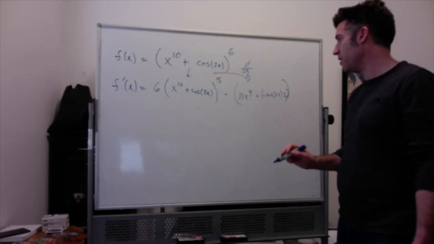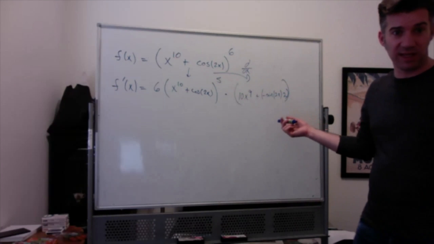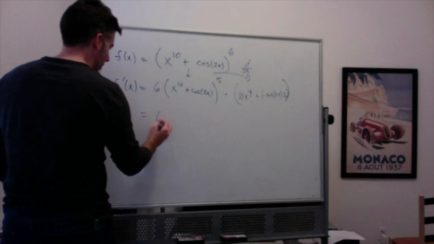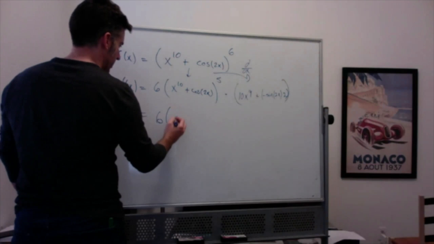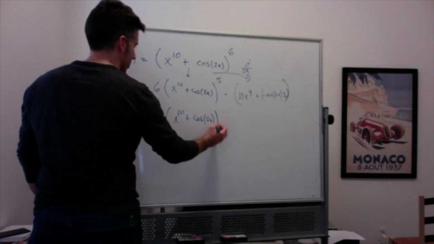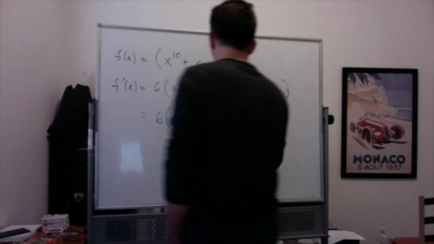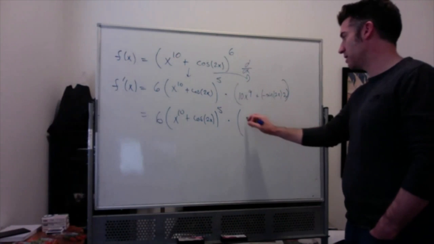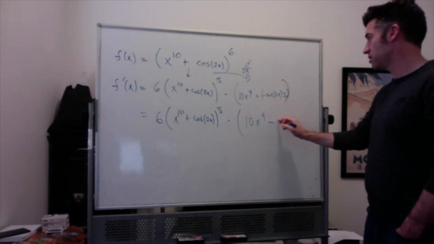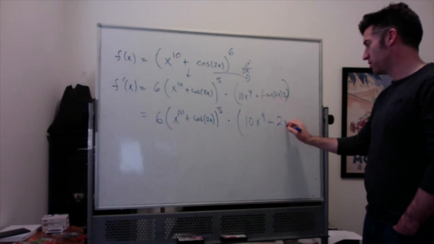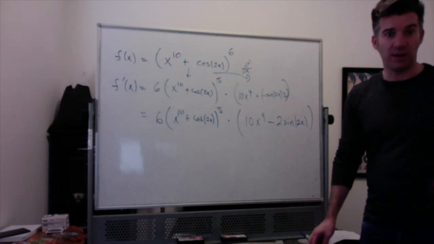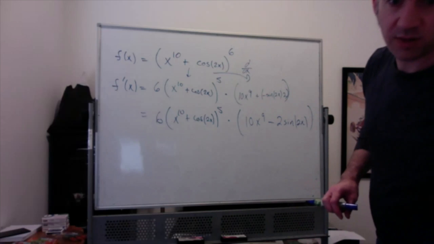And I could probably justify leaving it like that, but I could also do a tiny simplification and write it as 6 times x to the 10th plus cosine of 2x to the 5th times, I would rewrite this as 10x to the 9th minus, I put the 2 in front, 2 sine of 2x. And that's how I would do that one. Let's look at a couple more.